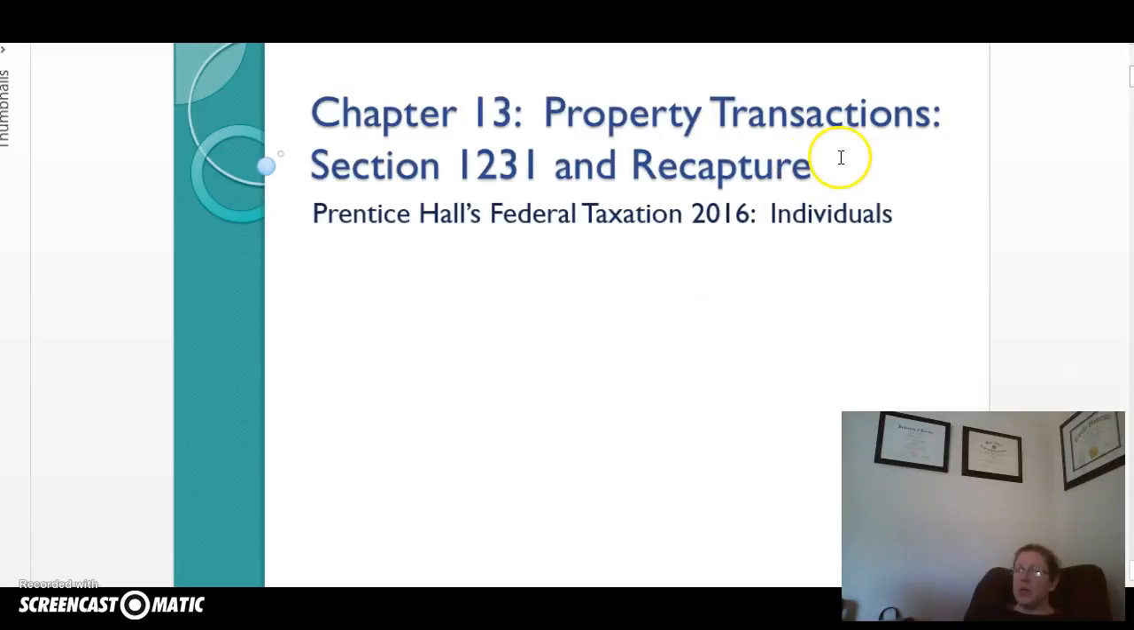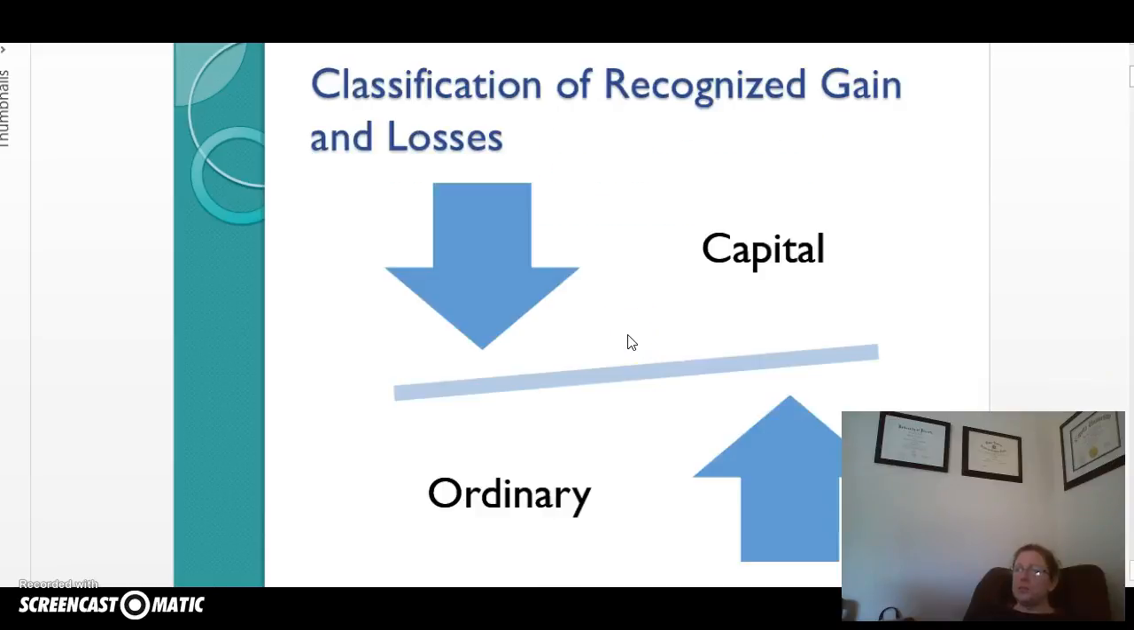Chapter 13 covers property transactions, section 1231, and recapture. In this chapter, mostly we're going to deal with classification of recognized gain and losses. So is it a capital gain or loss, or is it an ordinary gain or loss? You're going to learn to distinguish between and compute basis, realized and recognized gain or loss on property dispositions, and you'll assess the taxation of capital asset gains and losses as opposed to the taxation of ordinary assets.